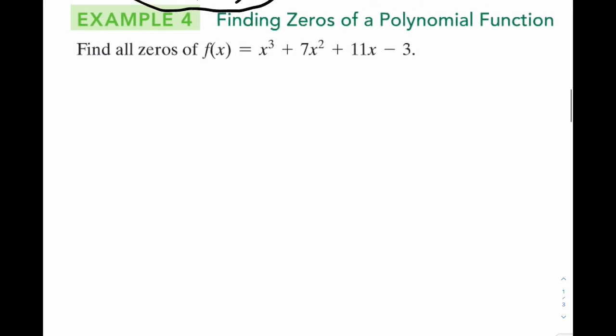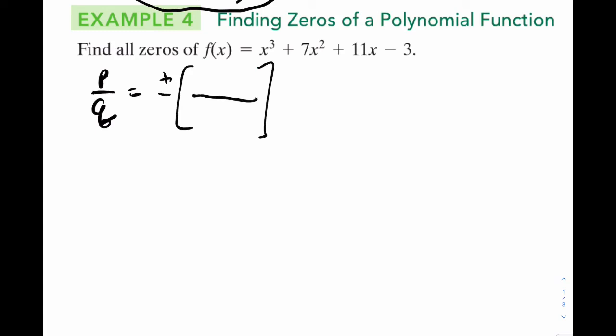This one we're going to do together because I want to talk about some techniques that we can apply that involve some logic. We have P over Q, and let's do that really quick. Plus or minus 1, 3 over 1, which basically means we have plus or minus 1 and 3.